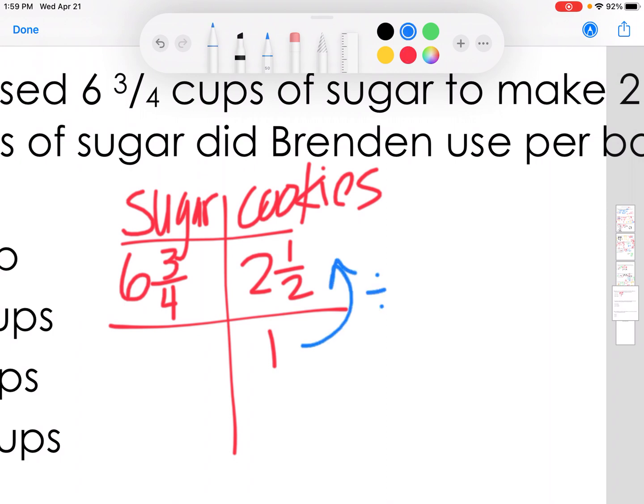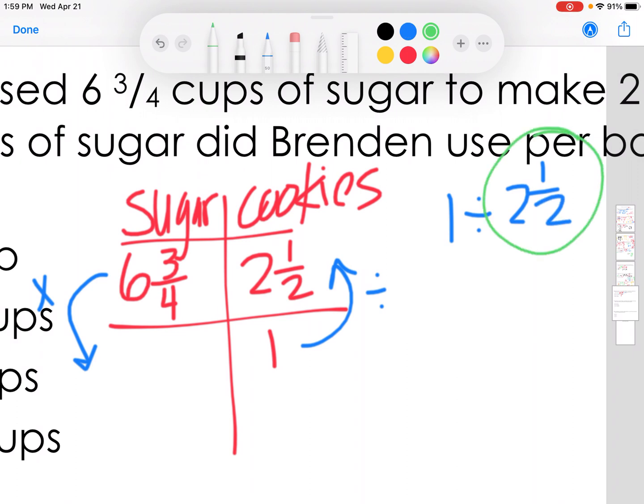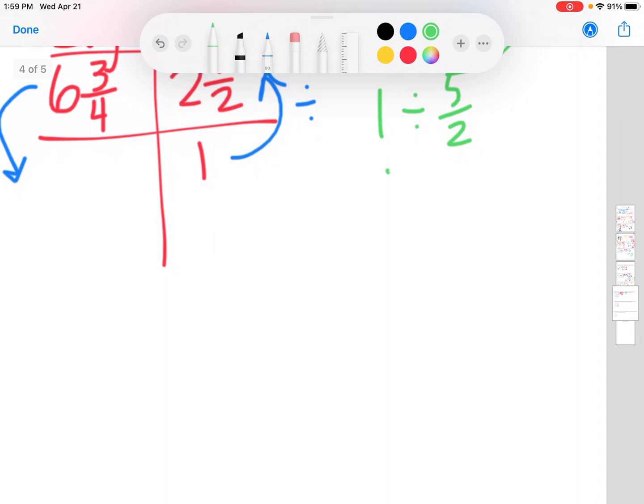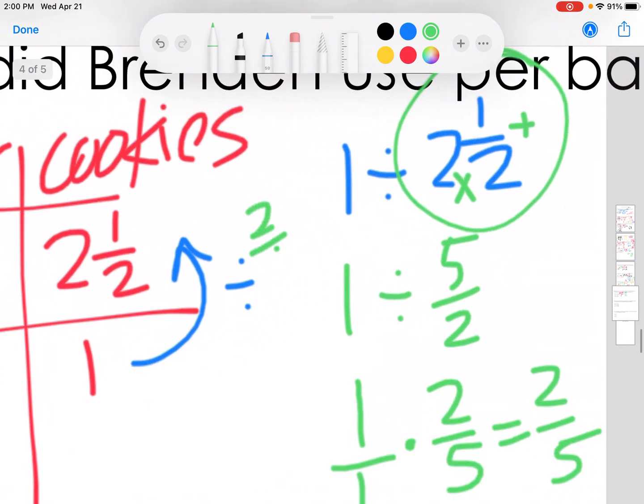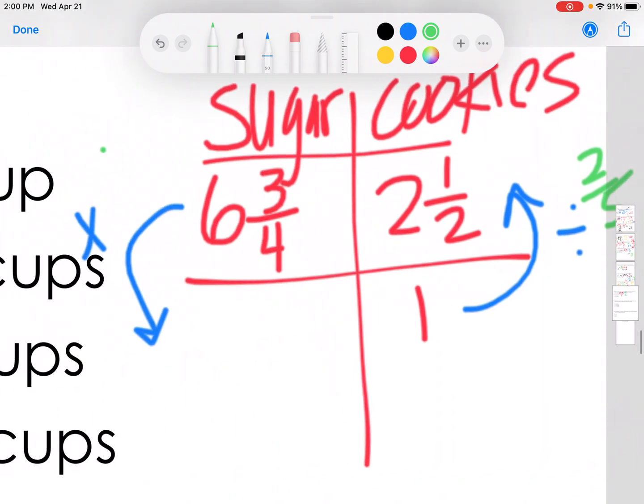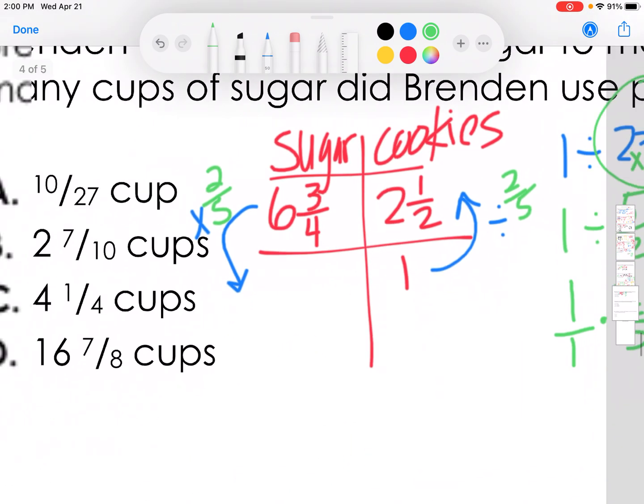I divide going up, multiply coming down. So I'm going to do 1 divided by 2 1/2. So I have to go around the world. 2 times 2 is 4, plus 1 is 5. So 1 divided by 5/2. So now I keep, change, flip. 1 over 1 times 2 over 5. And I get 2/5. So now I'm going to multiply by 2/5.